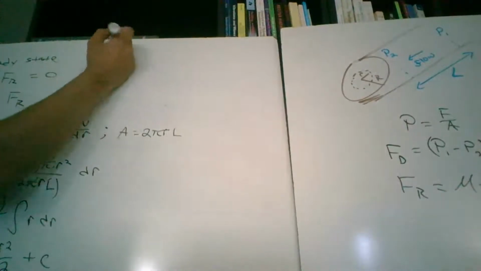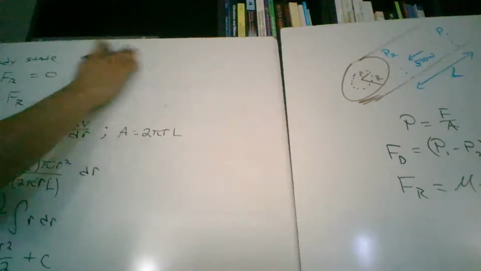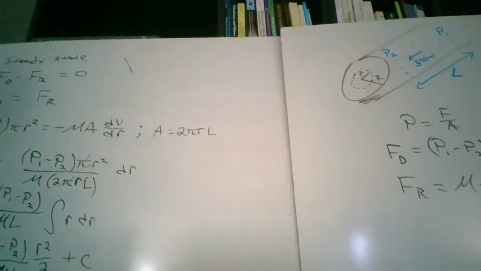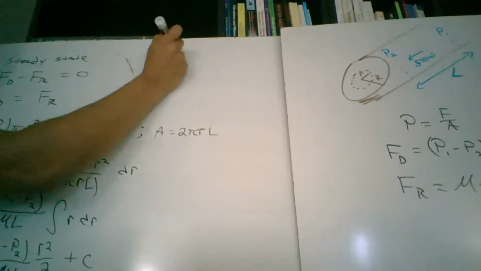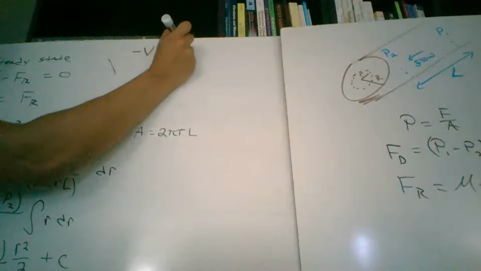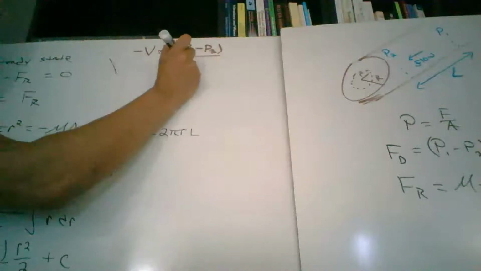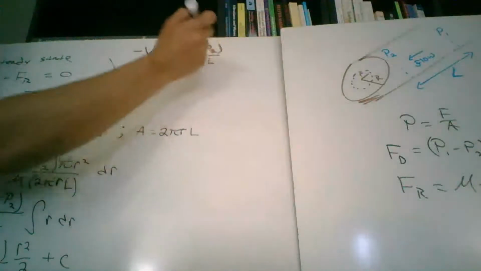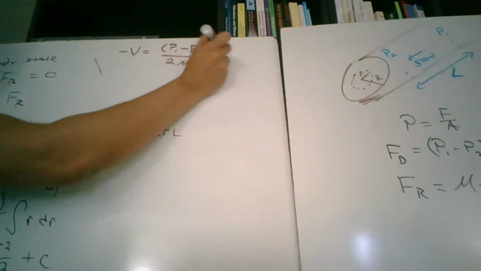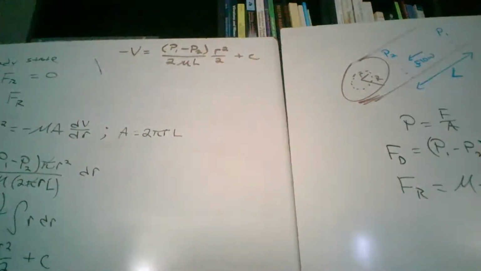Okay, so I'll rewrite this equation up here. We have negative V is equal to P1 minus P2 over 2 mu L times r squared over 2 plus C. This thing is running out of ink, so let's use a different color. So that's what we have there.